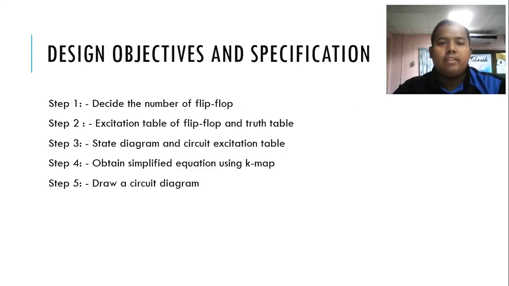So, for design objective and specification, firstly, we decide the number of flip-flops that we use based on our project requirement. Second, we build the excitation table of flip-flop and truth table. Third, we state the diagram and circuit excitation table. Then, number 4, we obtain simplified equations using K-map. And 5, lastly, we draw the circuit diagram. Then, we use software to develop our simulation.